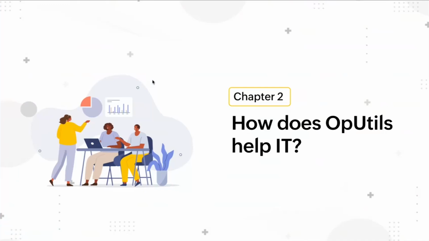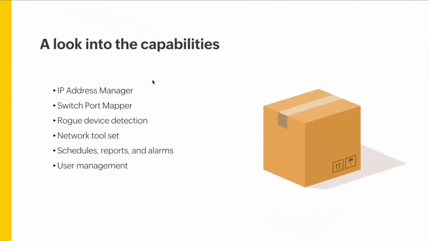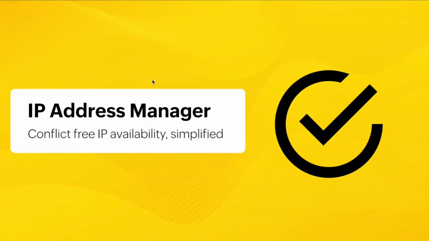So let's take a look at the capabilities of OpUtils that stand out from other IPAM tools. The different modules we'll be looking at today are IP address manager, switchport mapper, rogue detection tool, network toolset, schedules, reports, and alarms, and user management. So let's get started with the OpUtils IP address manager. But before we get into the module in detail, let's pause for a moment and understand why we need an IP address management solution in the first place.